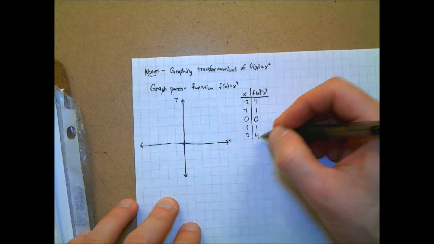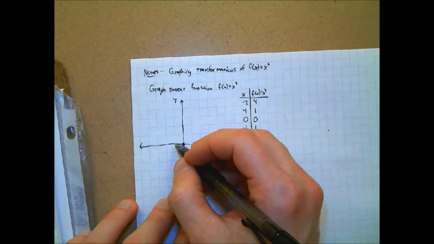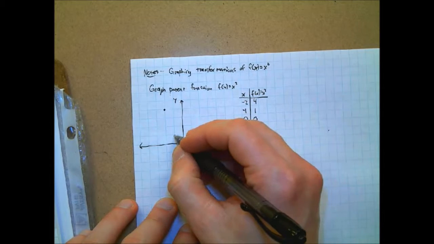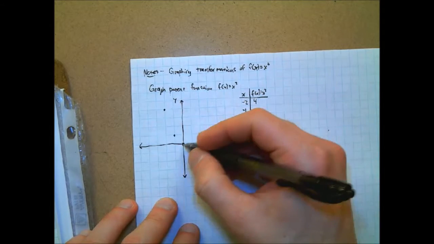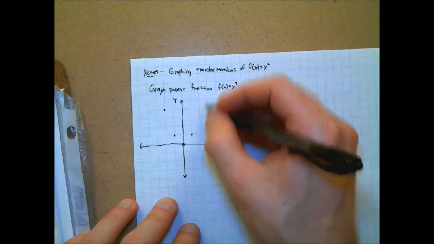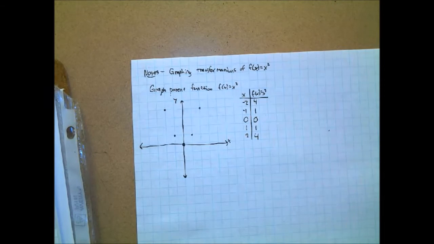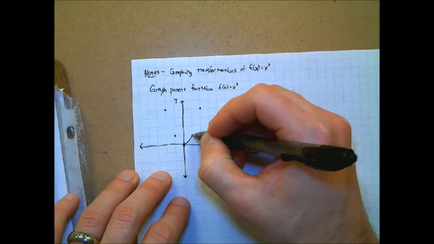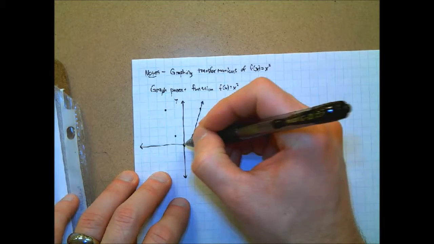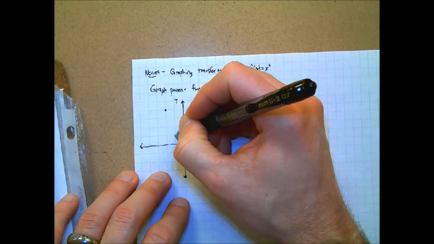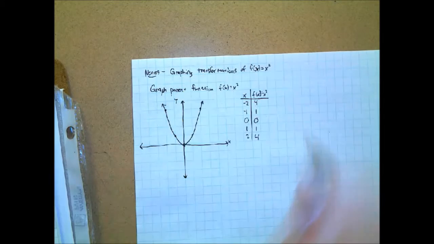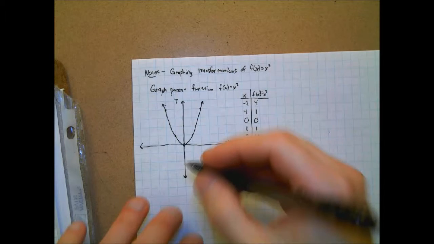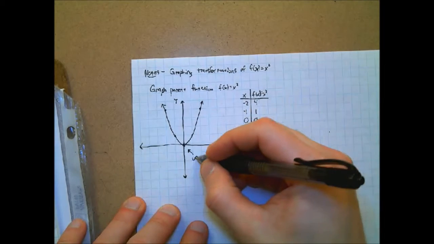Okay, let's plot these points now. -2, 4. 1, 2, 3, 4. -1, 1. 0, 0. 1, 1. And then 2, 4. Okay? And then connect the dots. So sure enough, it looks like 0, 0 was our vertex there. And 0, 0 is the vertex. Okay?